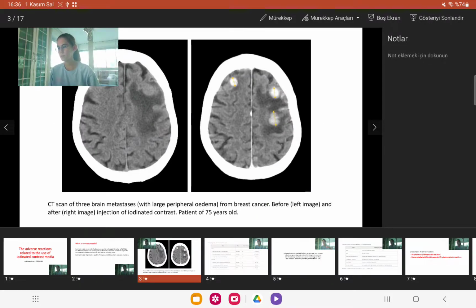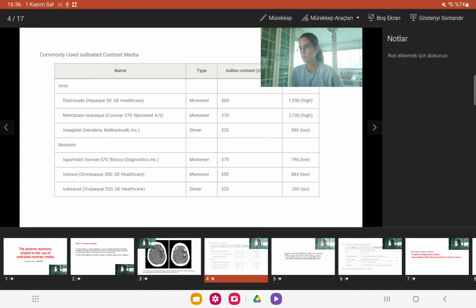Here we can see a CT scan. On the left, contrast media is not used, and on the right there is the usage of contrast media, providing a higher quality image. Here we can see some commonly used iodinated contrast media. They can be ionic or non-ionic.